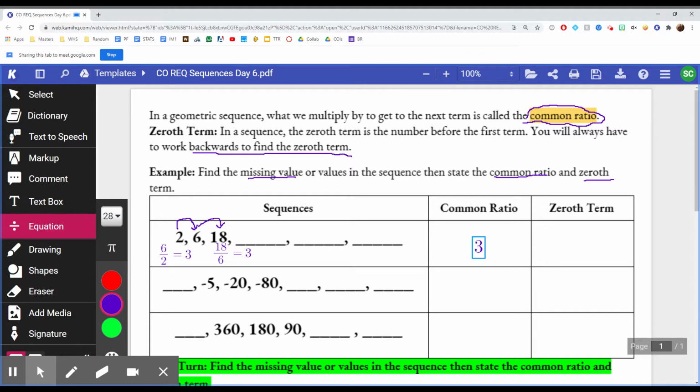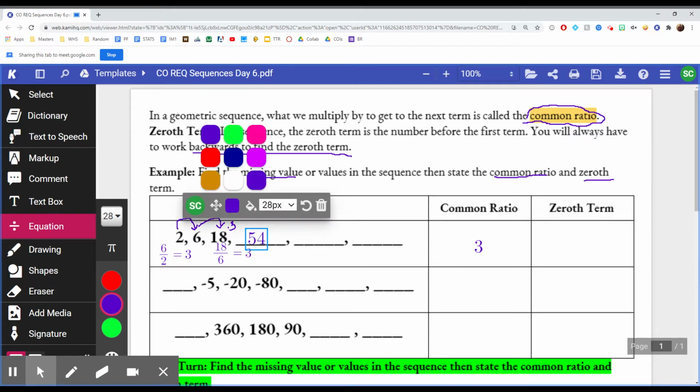Now when we are dividing, then we put a fraction. Always put a fraction when we're dividing. So now let's go ahead and check. 2 times 3 gives me 6. 6 times 3 gives me 18. And then we have 18 times 3, which gives me 54. So I'm going to put that here, 54.